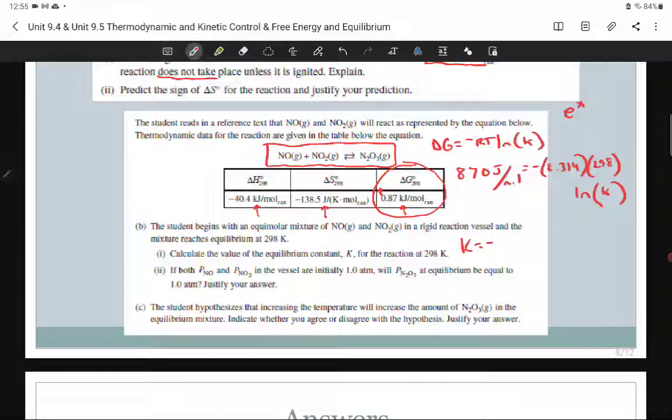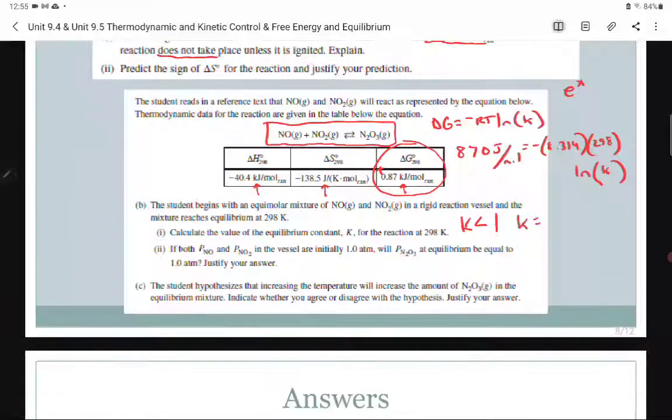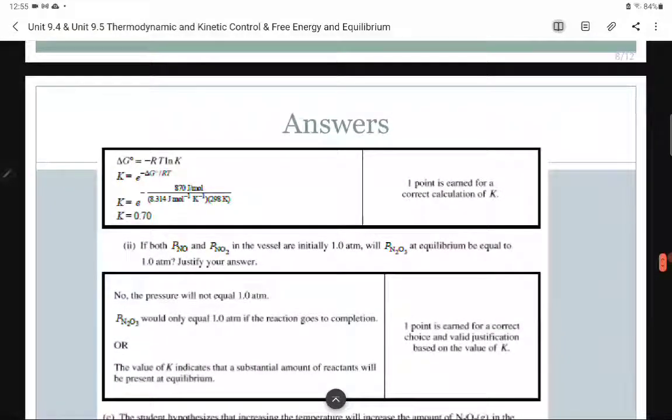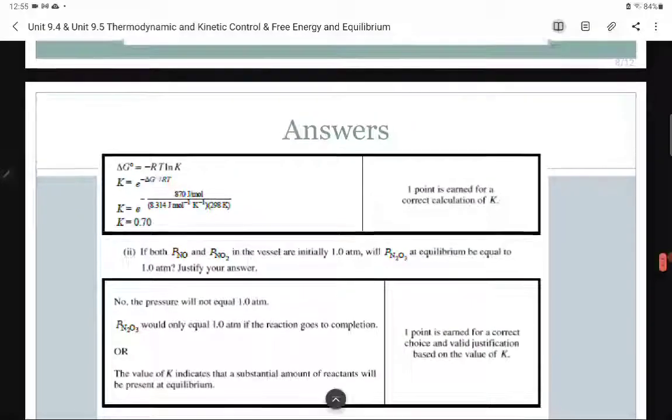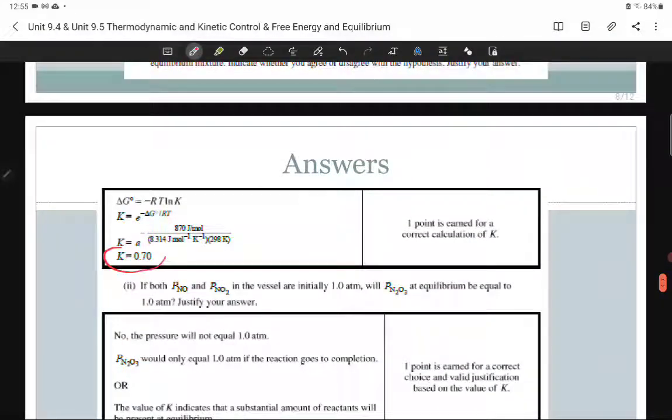Does it come out to be negative? Actually, it's definitely going to be less than 1. I guess I shouldn't say negative, but less than 1. Let's just look at our math. There we go. 0.7, which is less than 1. Typically they will be negative, but they don't necessarily have to be negative if delta G is positive. It just has to be less than 1.